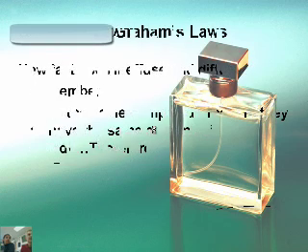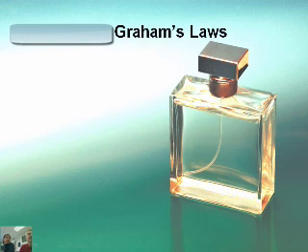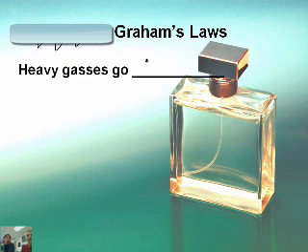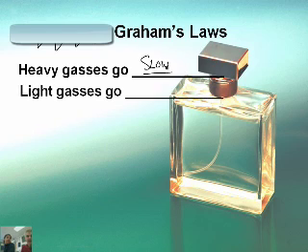This is still Graham's law. Heavy gases go what? Slower. So if I have two gases with the same energy, a big heavy guy is going to go slow. That makes the light gases go fast. Elephant and the bumblebee: the elephant has a big mass, nice and slow, and the bumblebee has a tiny mass, all over the place.